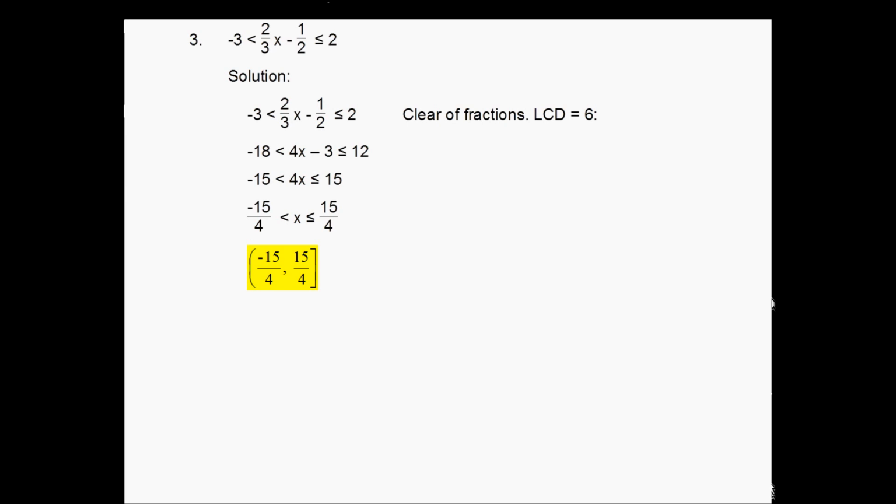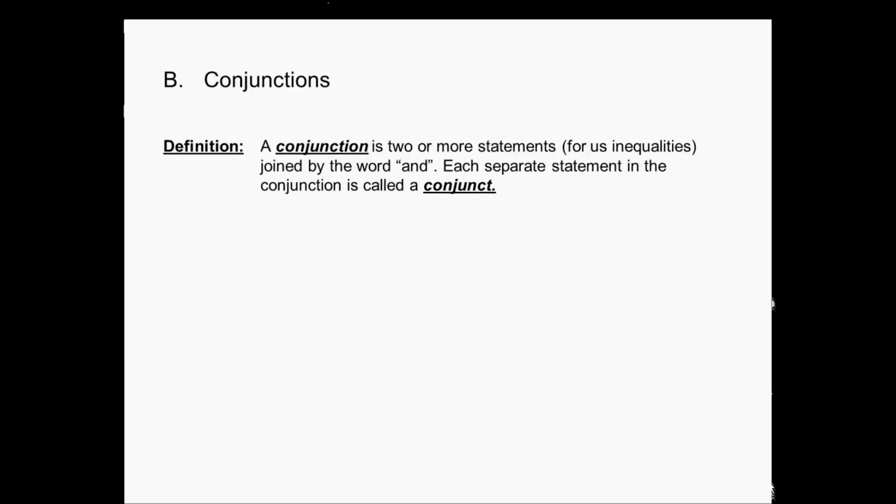Okay, let's go to our next type of compound inequality. Conjunctions. Now in the world of English, both and or are conjunctions. In the world of mathematics, only one of them is considered a conjunction. So definition: a conjunction is two or more statements, and for us it will be inequalities, joined by the word and. You will actually see the word and in the problem. Each separate statement in a conjunction is called a conjunct.